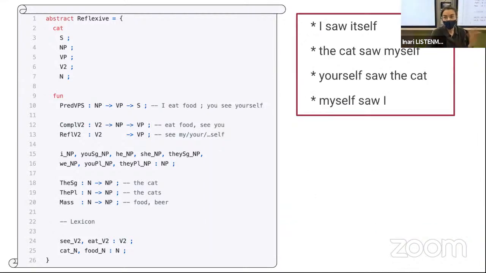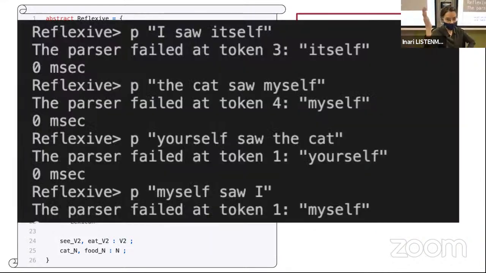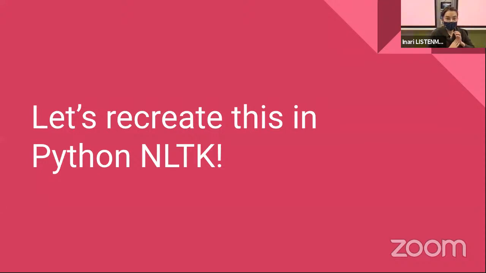And then finally, we also know that these are all rejected by this grammar. So let's take a 10-minute break and then recreate this in Python NLTK using context-free grammars. We can allow ourselves to use feature structures in context-free grammars because that makes it a slightly easier task. So, 10-minute break and then let's continue.